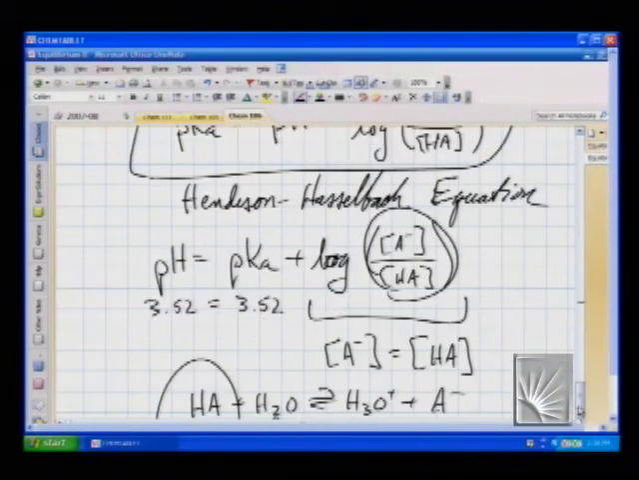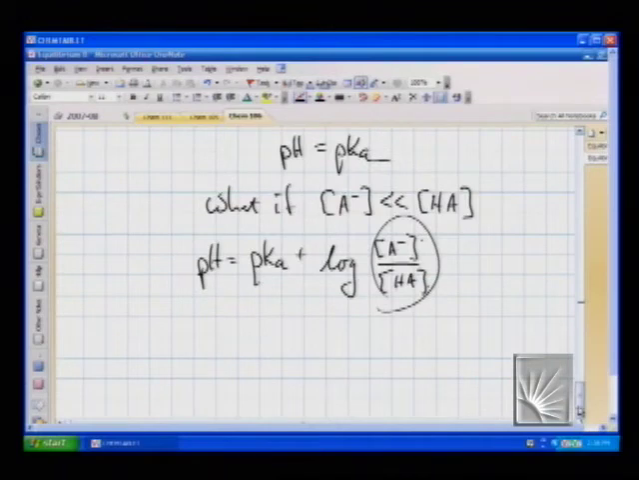Go back to that last statement. If the concentration of A minus, the conjugate base, is less than the concentration of the weak acid, you have to get a pH that's less than pKa. You can't say a whole lot about the range. The range we'll get to later, but for right now you know the pH has to be less than the pKa whenever A minus is less than HA.